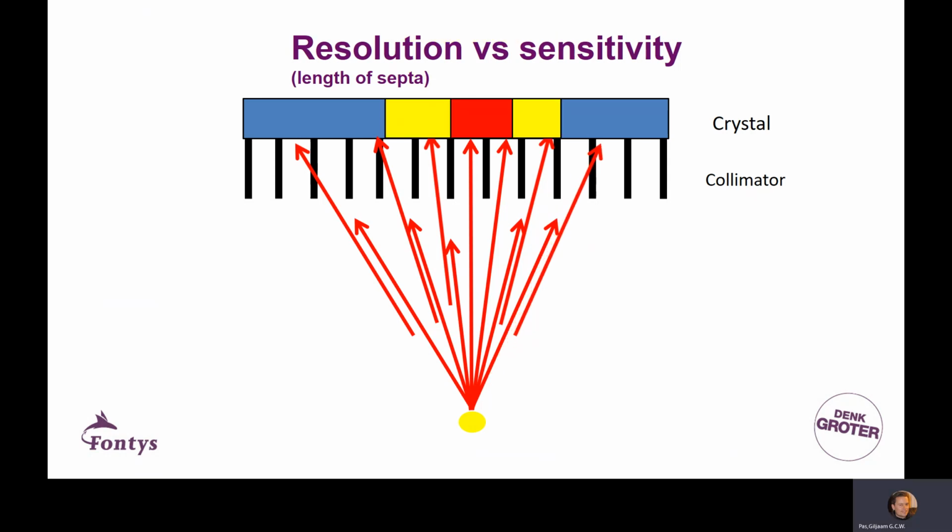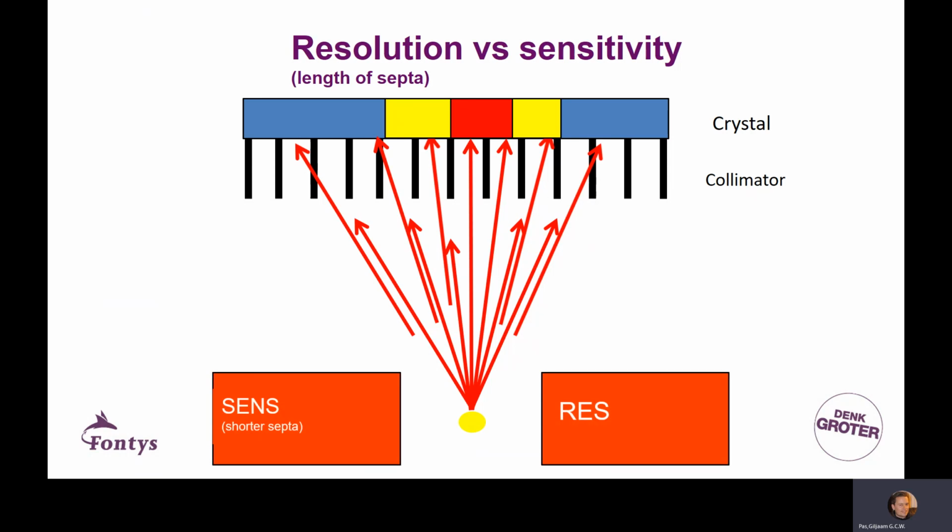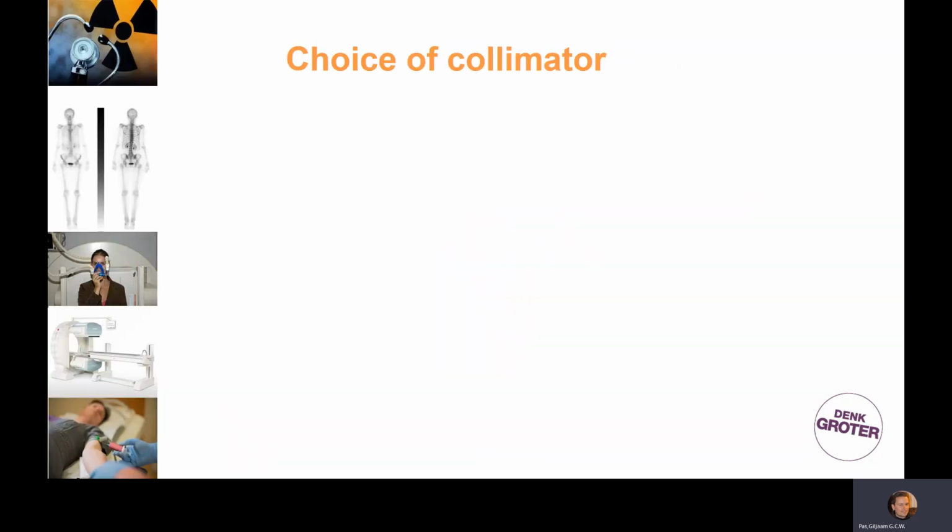So this means again that the tiny dot of activity will be translated in this case as a larger area of activity. And this is not good for your resolution, but it makes your system a lot more sensitive. More radiation will go through the collimator. So your sensitivity, if you use shorter septa, will go up, but the resolution of your final image will go down. And now you can choose your collimator.